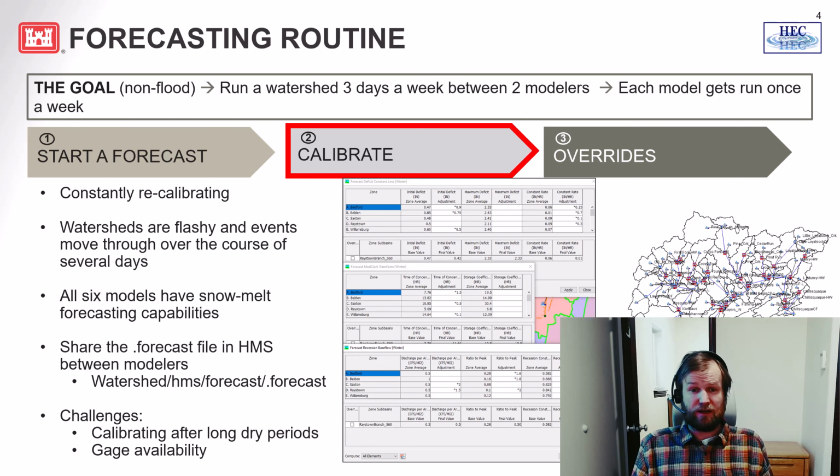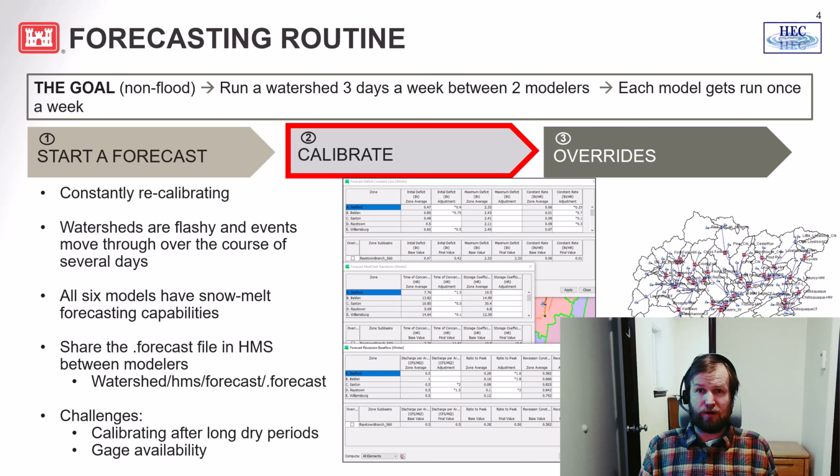All 6 of the watersheds have snowmelt forecasting capabilities within HMS, and you can see the wide range of parameters to modify within HMS through the combined parameter editor. The water managers share forecast files in HMS by moving those files back and forth.